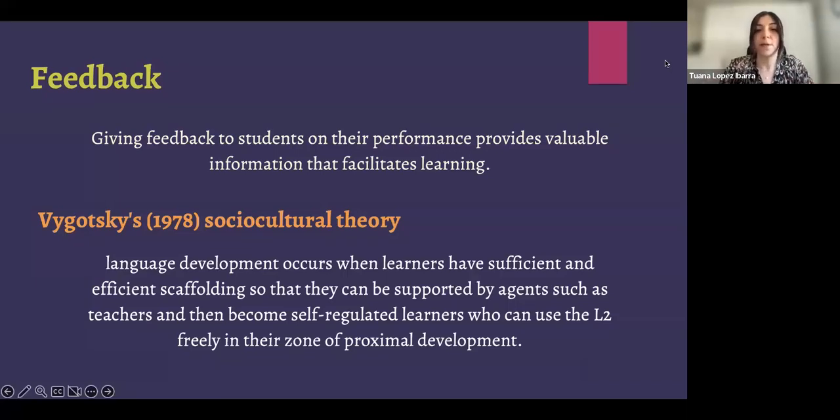But how is it possible? Exactly, with this scaffolding. And how is this scaffolding? It should be sufficient and efficient, and it can be supported by agents. So who are we? Like teachers or peers, like we mentioned. It is kind of a help scaffold that we provide, and in the end, the aim is to make them become autonomous, self-regulated learners who can use their second language. So this is the main idea behind feedback as well.